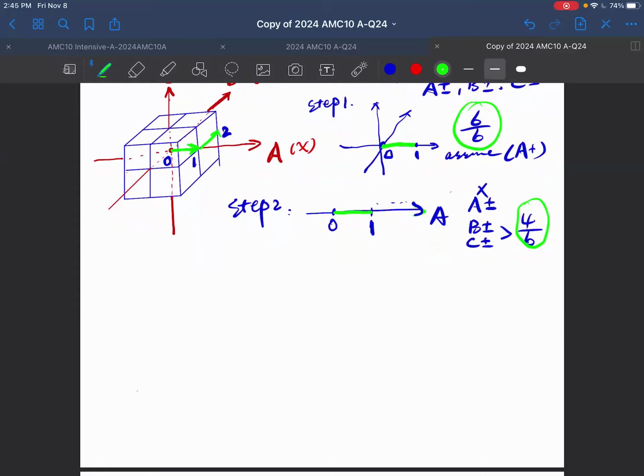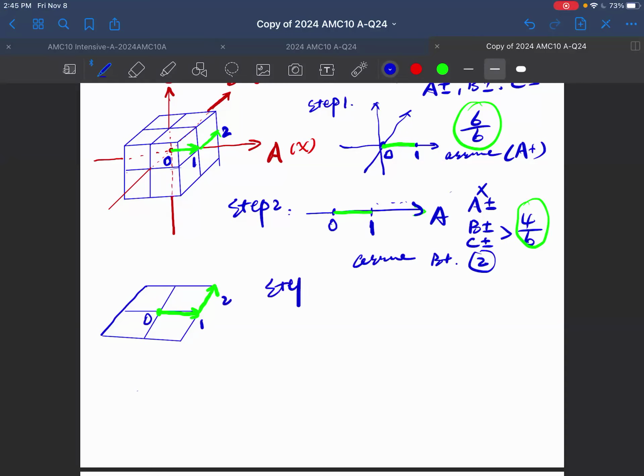So now we assume this step is B plus. So I get to point 2. At this time, I'm on point 2. So now let's look at this third step. Then let me draw that plane. So this plane in the middle. So this O point, we moved to here, and we moved to here. We were here. Now we need to look at step 3. So let's say step 3, how can you move?